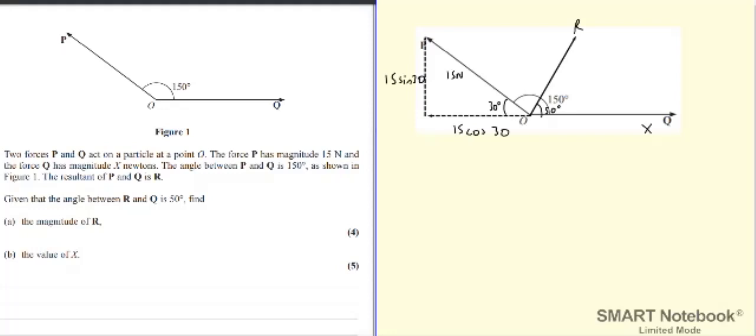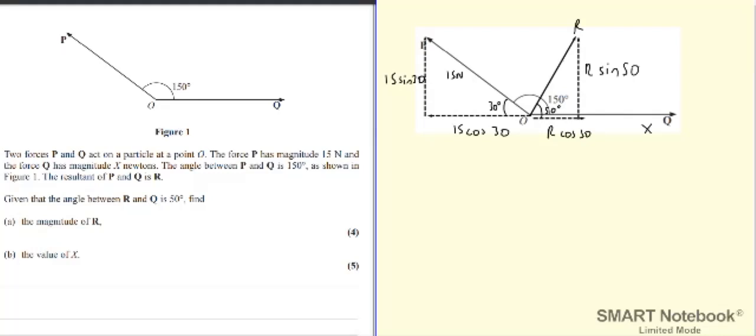And if I think about R, it would be going right by this much, and it's going up by this much. So this becomes R cos 50, and this becomes R sine 50.